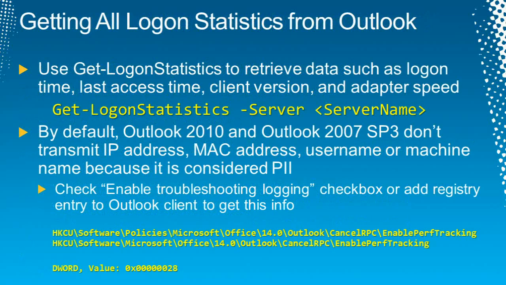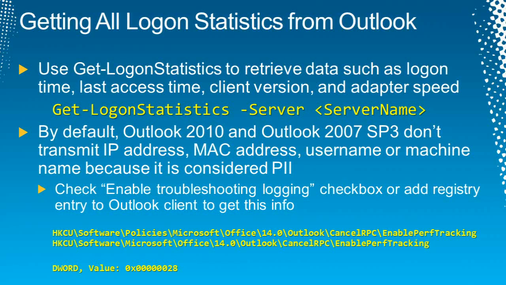Now, here's another one, and this one almost didn't make it into the deck, but at the last minute we did make it in there. The reason it didn't make it into the deck is because it involves an undocumented change inside of Outlook 2007 and Outlook 2010, whereby we made a change in Outlook 2010 and Outlook 2007 SP3 so that when you enable the extended performance data that an Outlook client can send to an Exchange server, we actually turned off some of that information, things like the IP address, the MAC address, the username, the client name, and so forth.